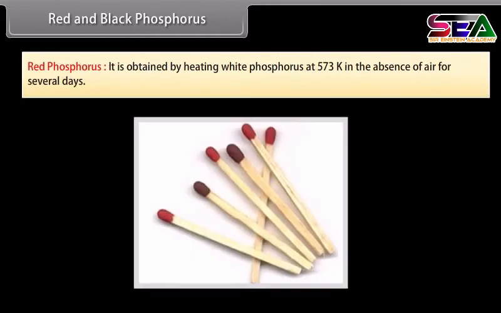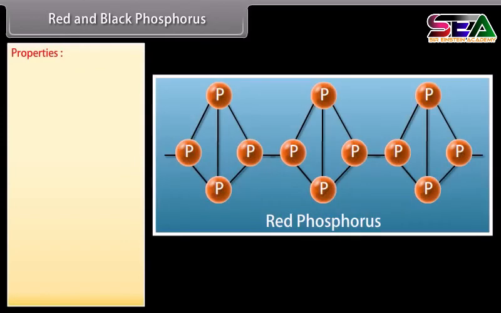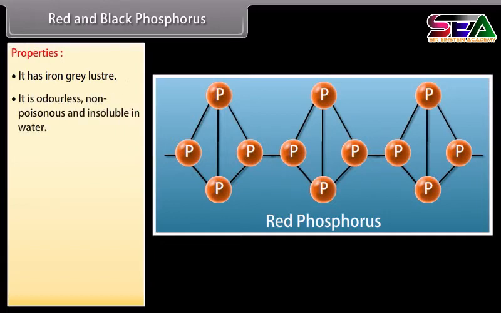Red and black phosphorus. Red phosphorus. It is obtained by heating white phosphorus at 573 Kelvin in the absence of air for several days. Properties. It has an iron-grey luster. It is odorless, non-poisonous and insoluble in water.